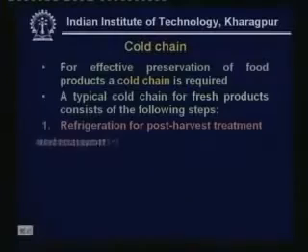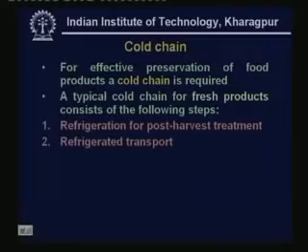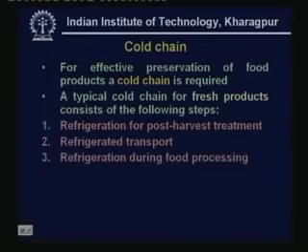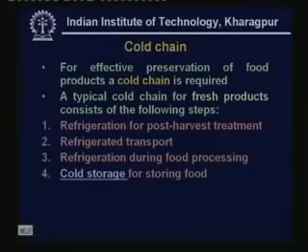And the second step, as soon as you remove the post-harvest heat, you have to transport the food products to food processing plants, and transporting has to be done in a refrigerated truck or a refrigerated vehicle. So this is the second step. The third step, during food processing, you find that most of the food processing processes require refrigeration. So this is the third step in the cold chain. And the fourth step is storage of the processed food in large warehouses known as cold storages.